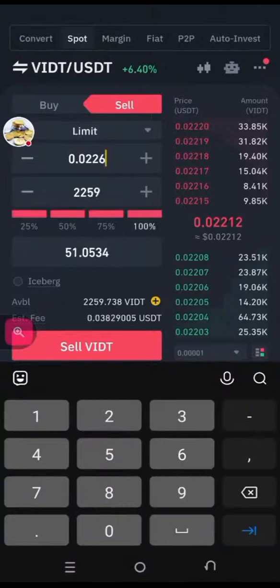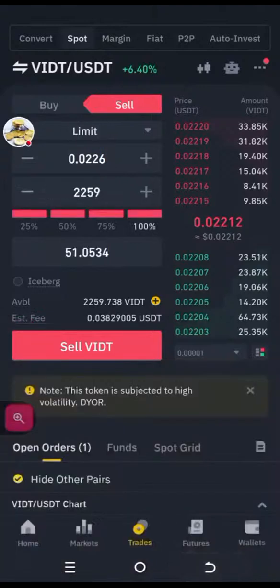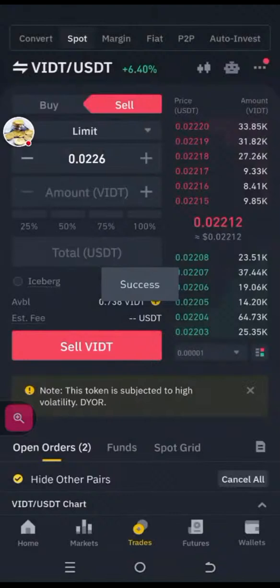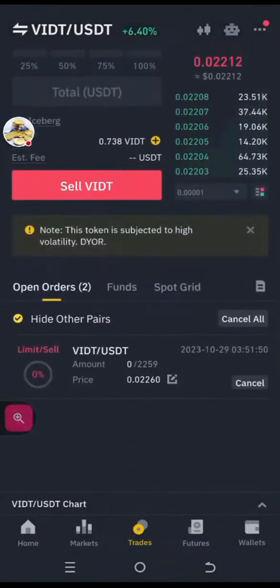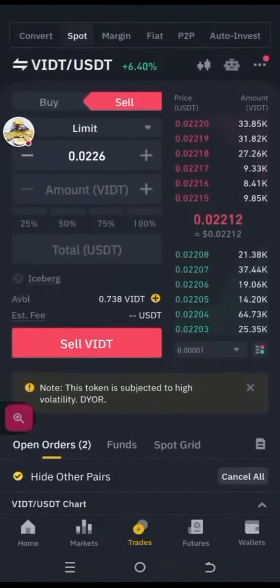226, and then pick up everything. $1 is fine. Okay, that's 2%. That's our target. Okay, so now let's put that in the queue. So it's currently in the queue. VIDT is currently in the queue.